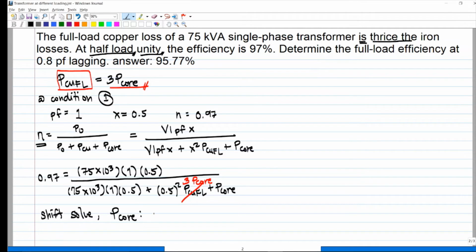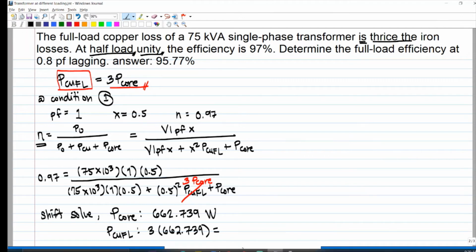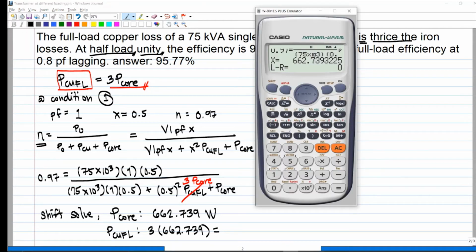662.739 watts. Therefore, the full load copper loss is 3 times of the P core na 662.739 watts, and that will be equal to 1988.22 watts.